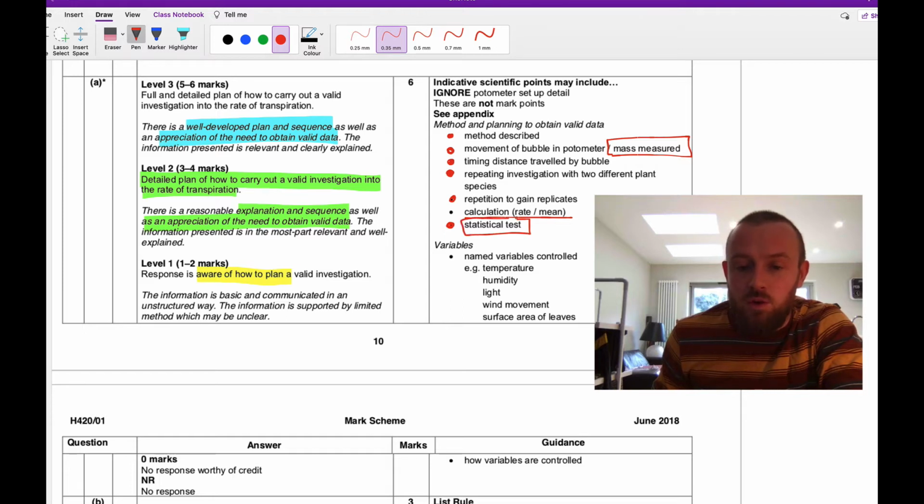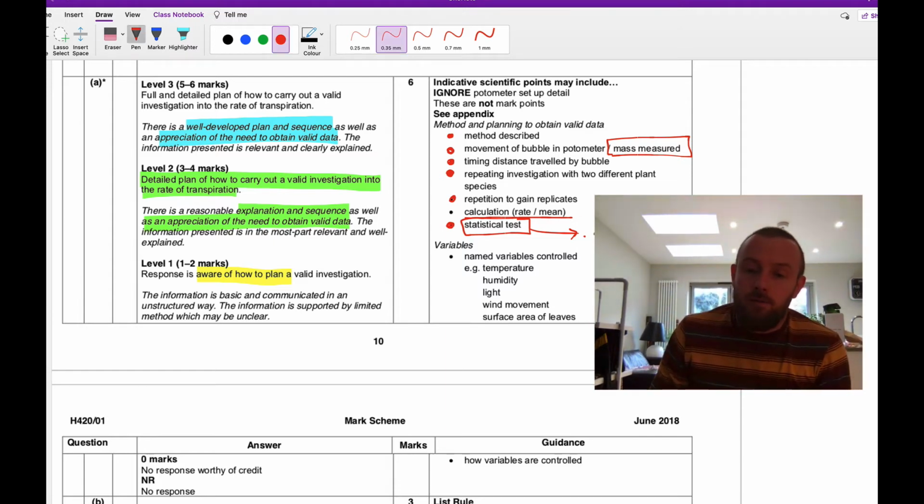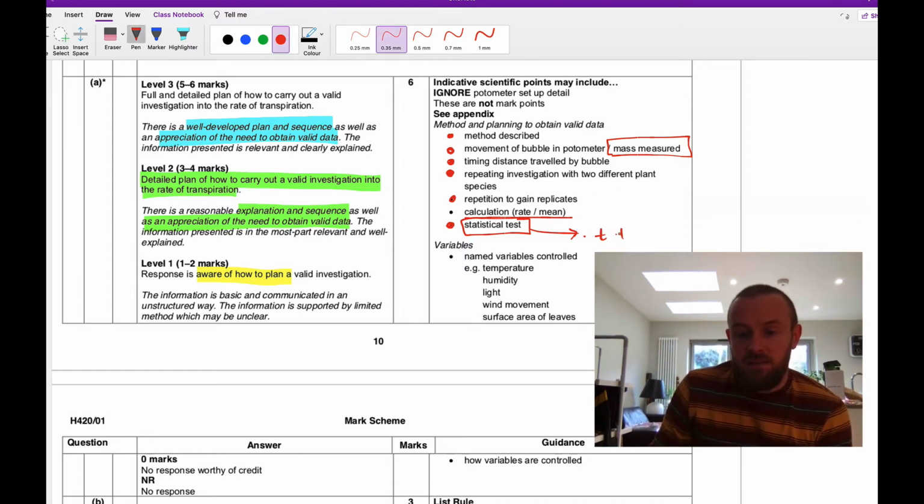In my model answer, I didn't talk about this. I just thought about that. Statistical test to test for difference. You could possibly do a t-test to see if the two averages are statistically different.